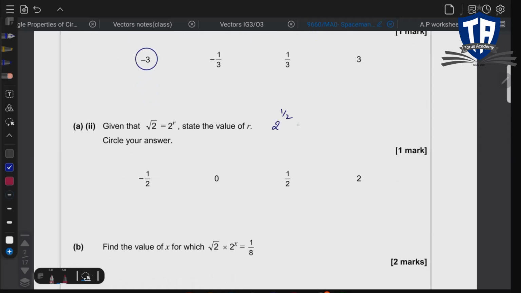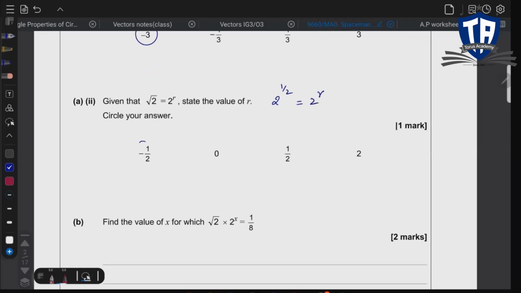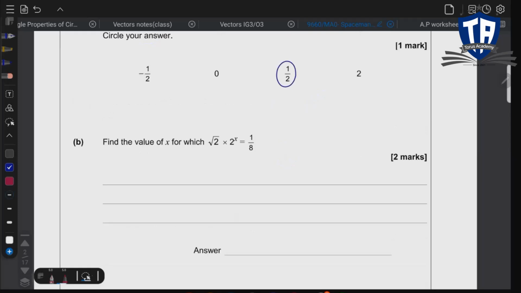The square root of 2 is 2 to the power 1 by 2, equal to 2 to the power r, so when we equate the powers our answer would be plus 1 over 2. We'll circle it. This question is of 2 marks. You can do a little working here: as the bases are the same, you can add the powers.